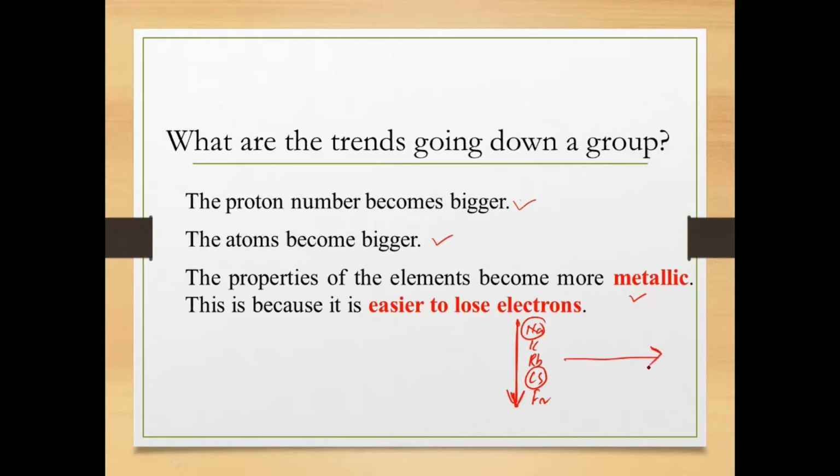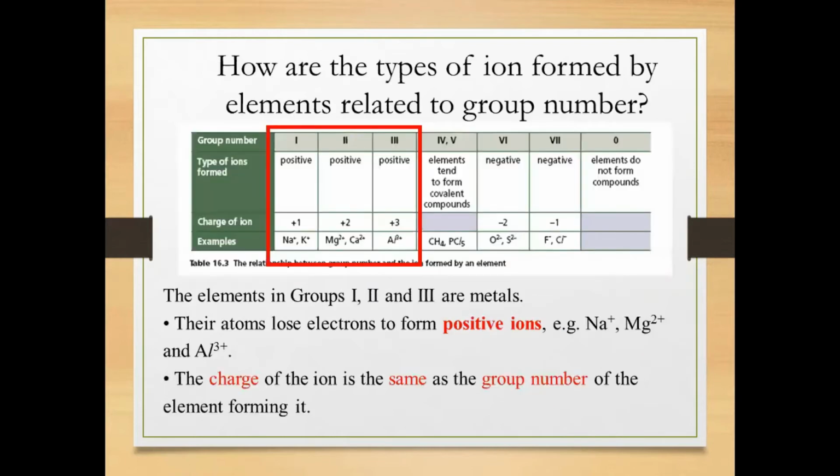So when we move down a group, the metallic character will increase. But when we move across the period from left to right, the metallic character will decrease. Why does this happen? Because when an element increases its shells, the last electron is farther from the nucleus. Therefore it is very easy to lose that electron, and the reactivity of the element will increase.